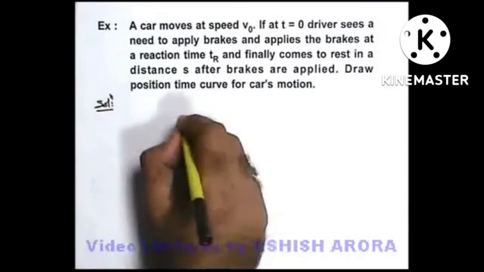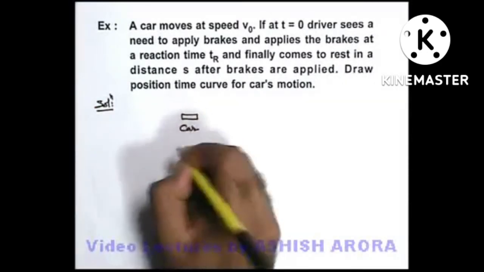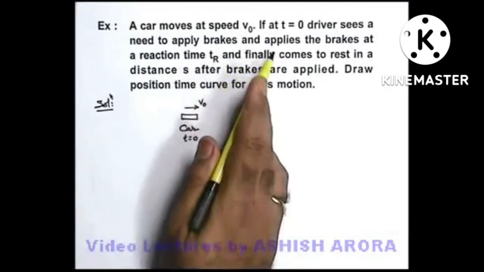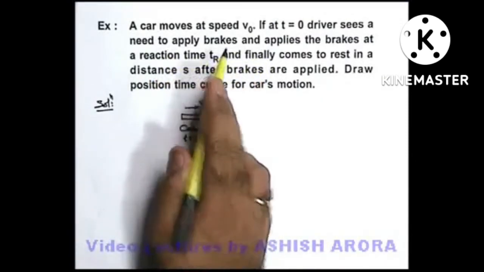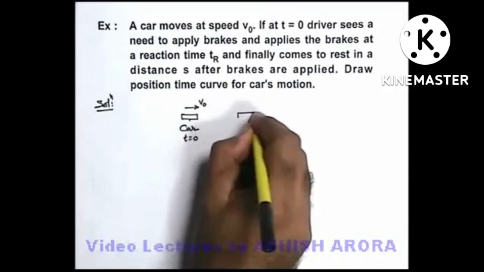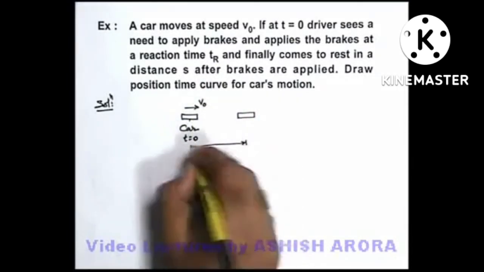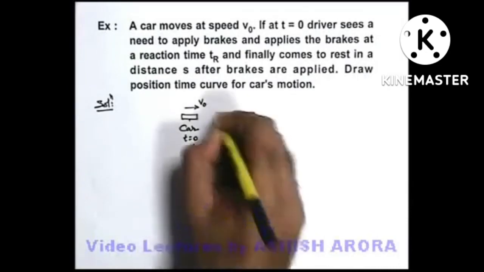Now in the solution, first we'll draw the realistic situation. So if this is the car, and at t equal to 0 the car was moving with a velocity v0 and the driver sees that he needs to apply the brake. So in this situation, up to the reaction time, the car will travel at a uniform speed v0. So the car will travel a distance equal to v0 into tr.